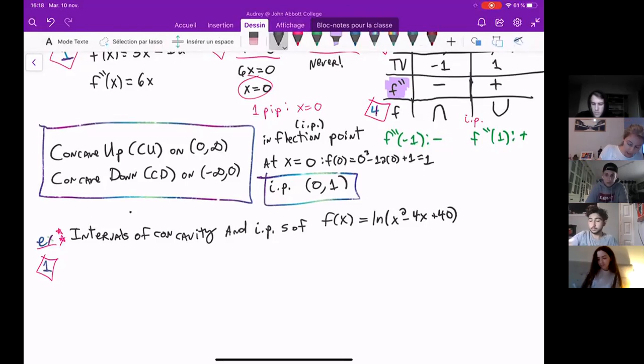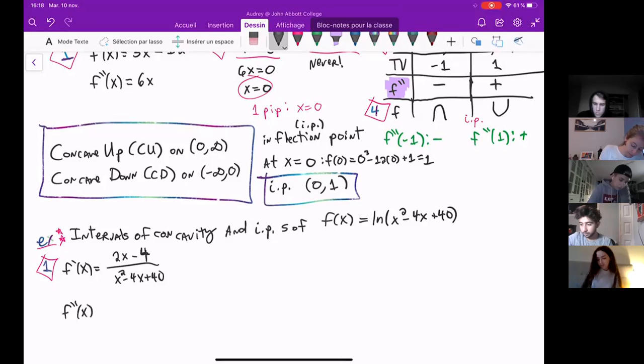So f prime of x here is 2x minus 4 over x squared minus 4x plus 40. And then we take our second derivative by doing a chain rule. There's really not much I can do to simplify what I have there. So I do the derivative of the top times the bottom minus the top times the derivative of the bottom, all divided by the bottom squared.